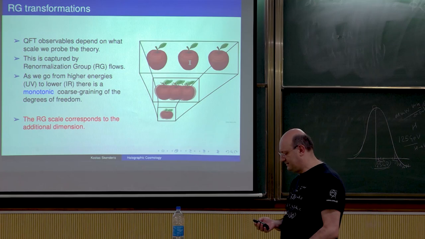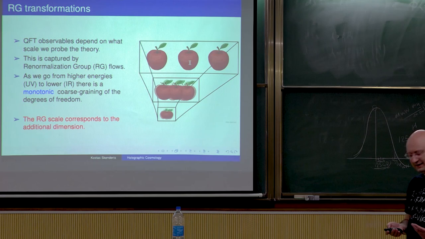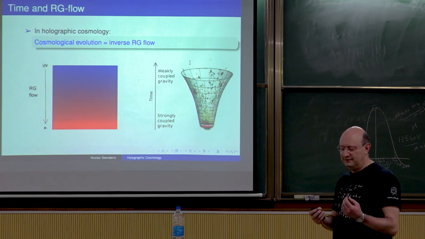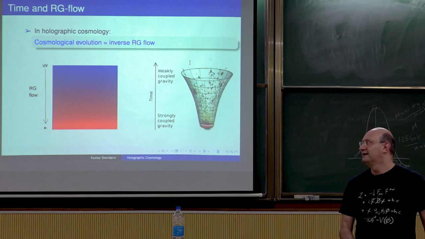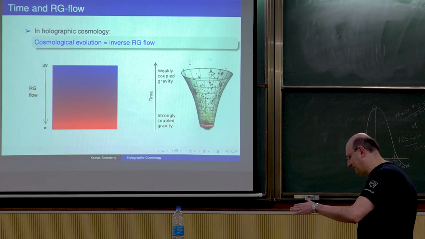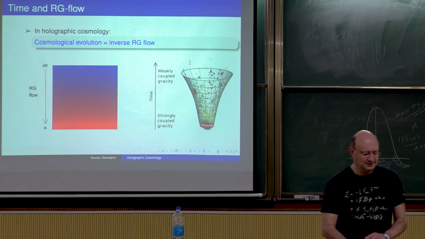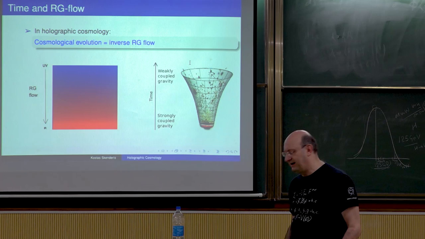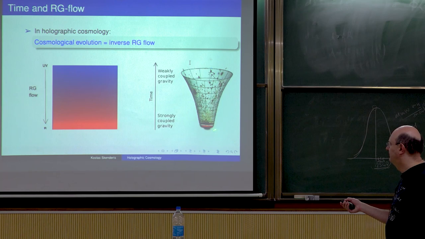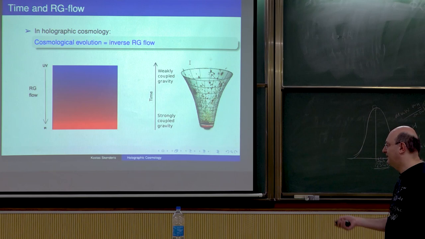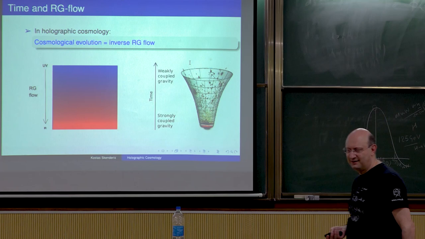So now we're going to see how all of this is modified when we try to apply it to cosmology. In holographic cosmology, the direction which emerges is the time direction, and cosmological evolution is inverse renormalization group flow. So in standard AdS/CFT, as you go to the interior, radial evolution is a renormalization group flow, whereas in cosmology, as you start from the Big Bang and go forward in time, this is inverse RG flow. So here it is in the graph again. This is the Big Bang, and we know that at the Big Bang, gravity was strongly coupled. And as we move forward in time, gravity becomes more and more weakly coupled. I mean, right now we have very weak curvature in the solar system and so on.